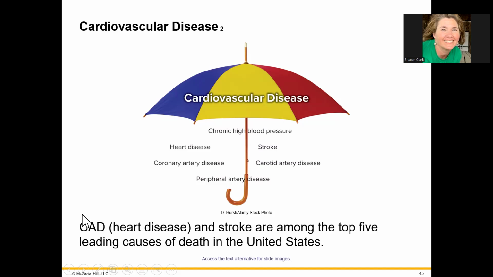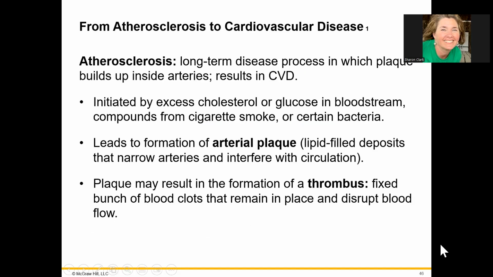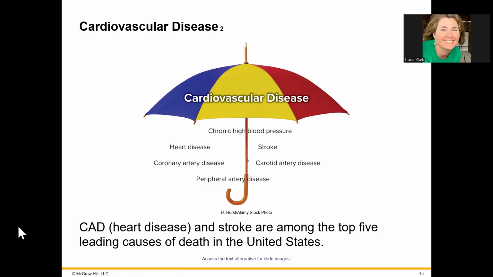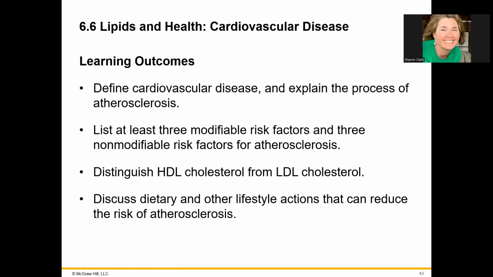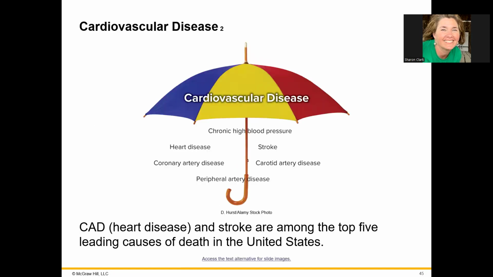So when we look at cardiovascular disease, it is a big umbrella of diseases. Cardiovascular disease, CVD, is a group of medical conditions affecting the heart and blood vessels. So you have different types. You have carotid artery disease, you have peripheral artery disease, stroke, hypertension, chronic high blood pressure. All of these are different types of heart diseases.